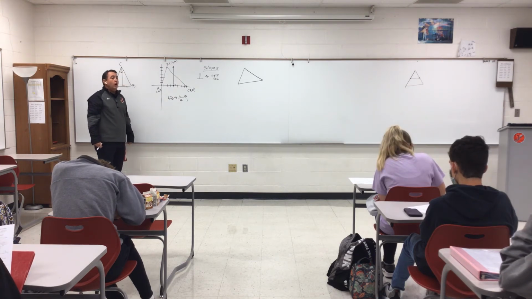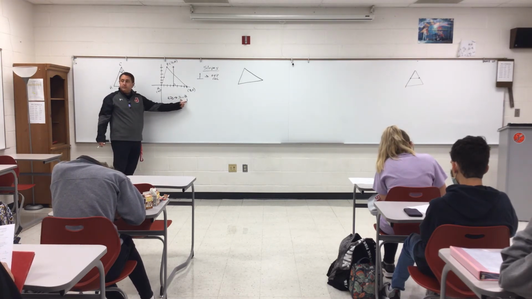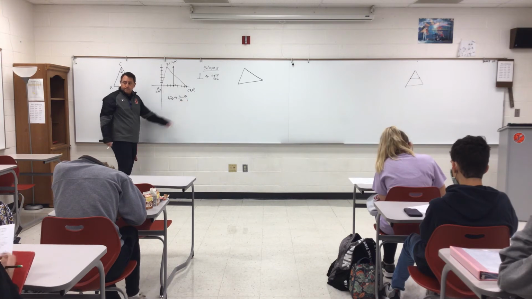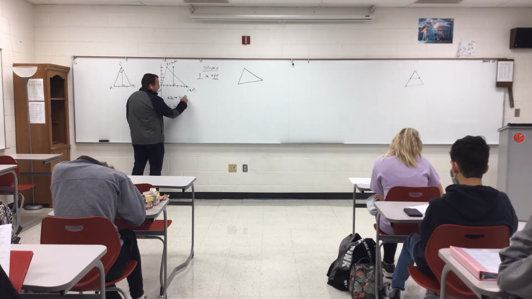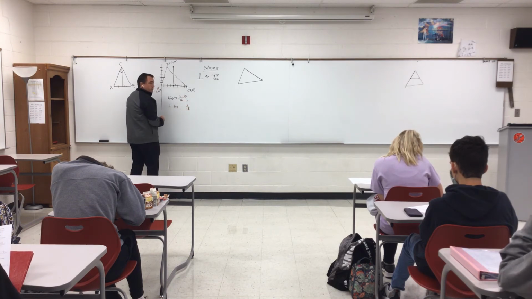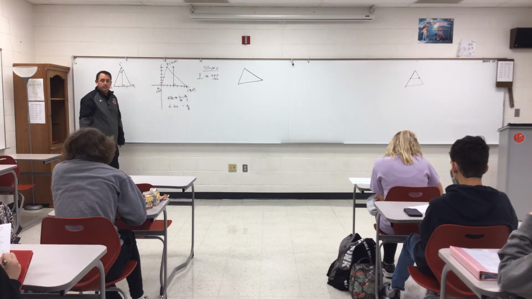So if I'm going to draw in the perpendicular bisector, I want my slope to be the opposite reciprocal of that, right? So for the perpendicular bisector, I'm going to flip that. And since that's positive, make that negative.